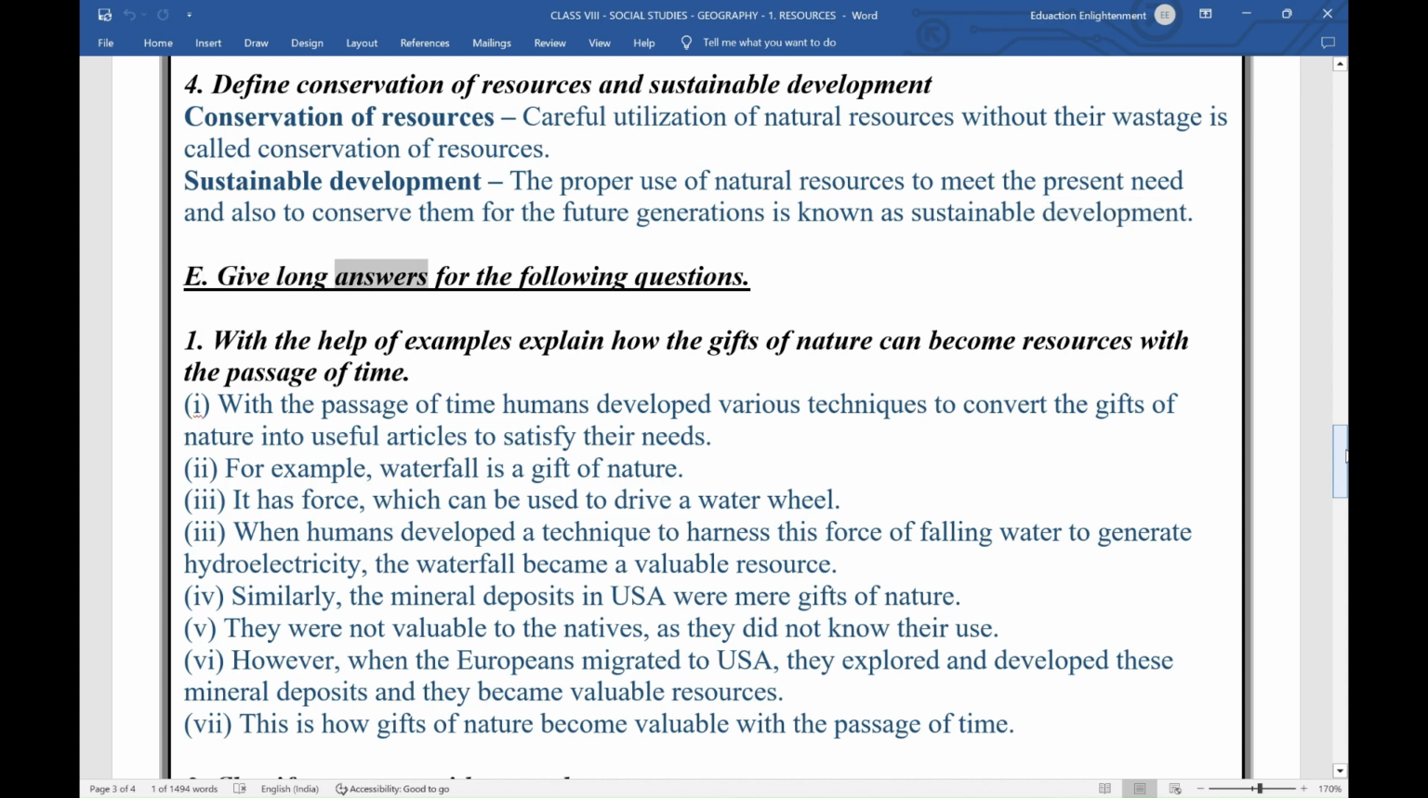Give long answers for the following questions. 1. With the help of examples, explain how the gifts of nature can become resources with the passage of time.